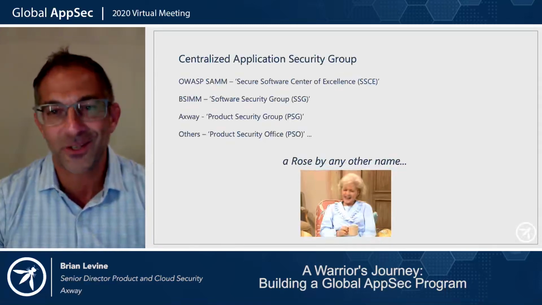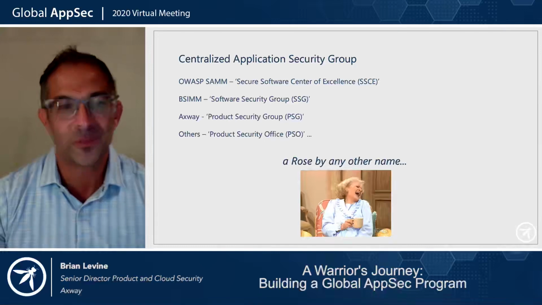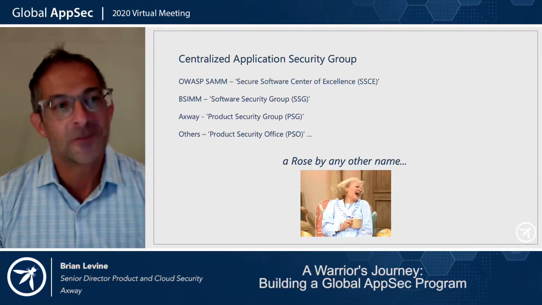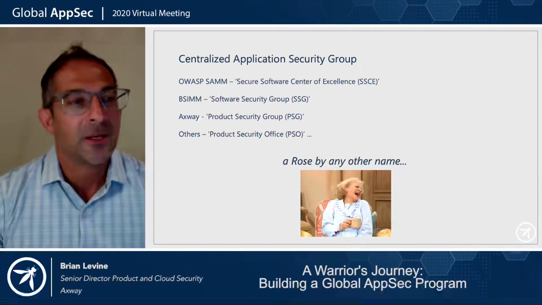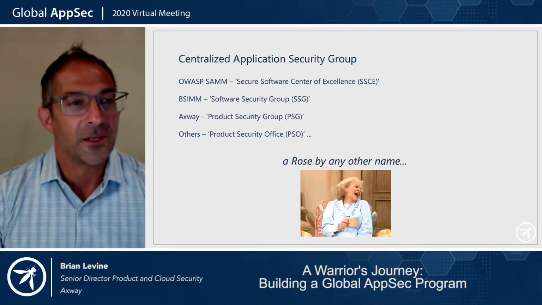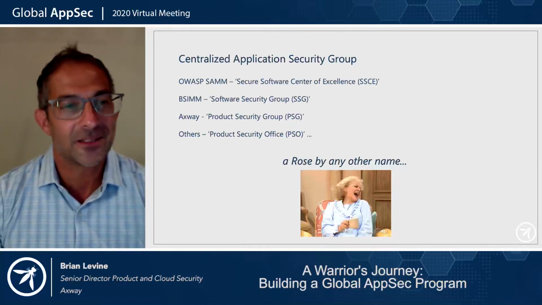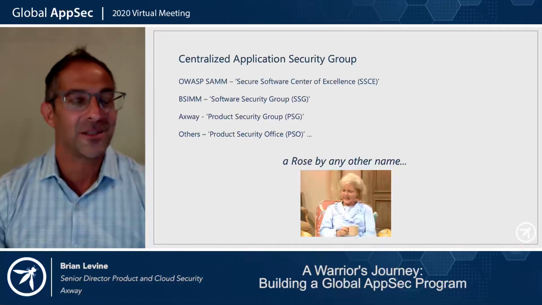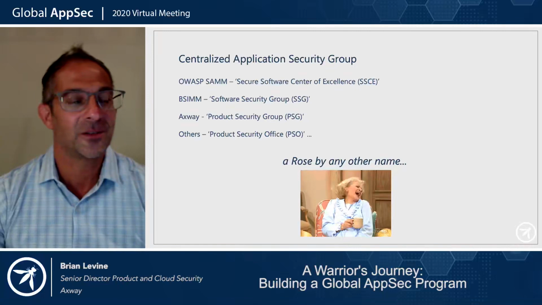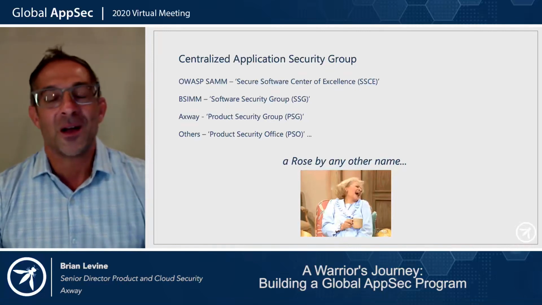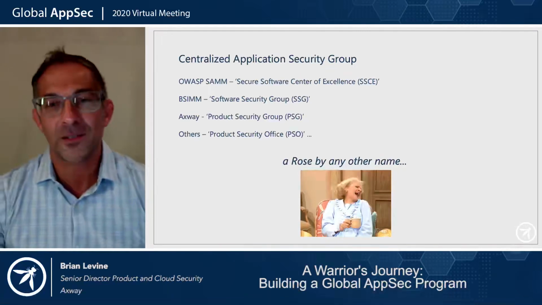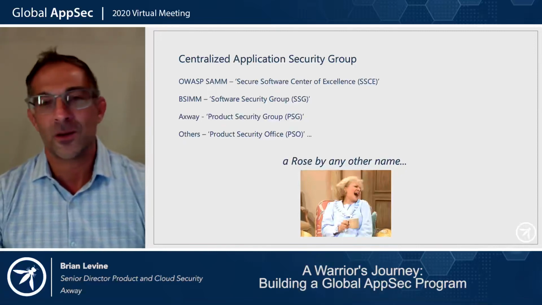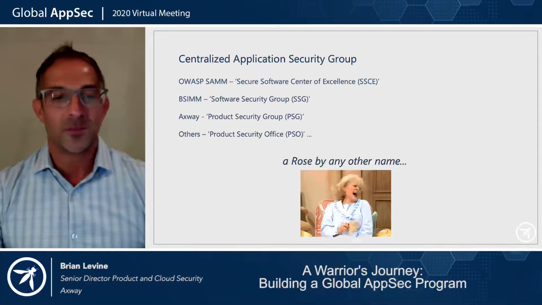The first role we're going to take a look at is the Central Application Security Group. This group goes by many names. You may recognize some of these. If you're looking at the OWASP SAMM, they call it the Secure Software Center of Excellence, or the SSCE. It's a mouthful. The BSIMM calls this team the Software Security Group. In my company, Axway, we call ourselves the Product Security Group. I've also worked with individuals who go by Product Security Office. So there are many names, and you may recognize a few.